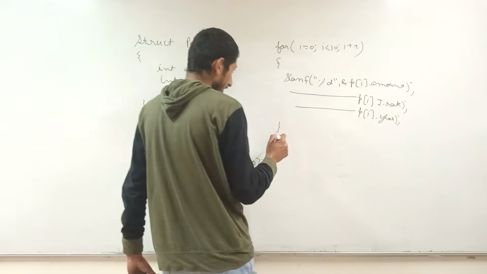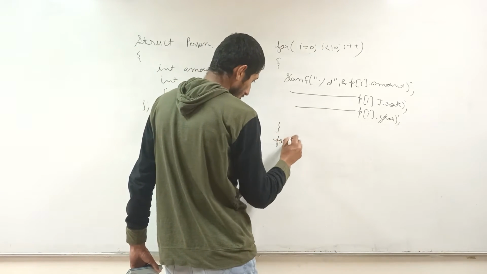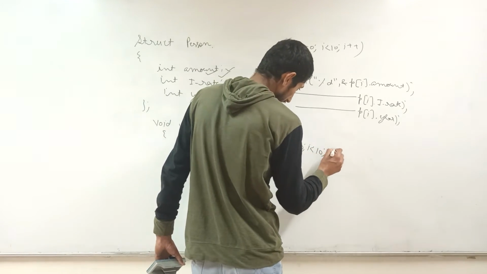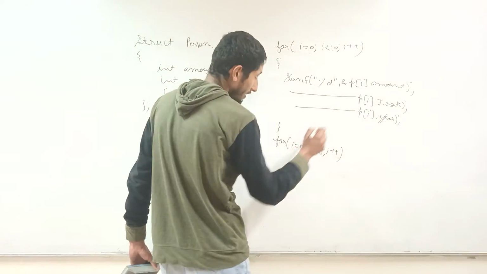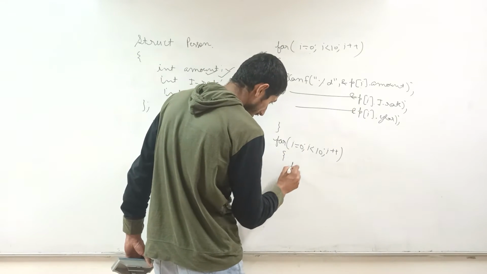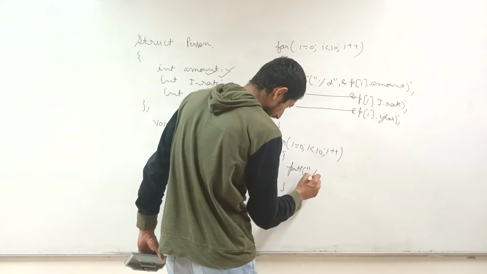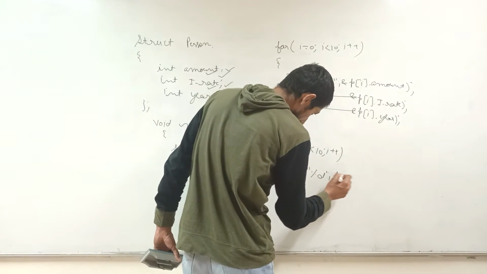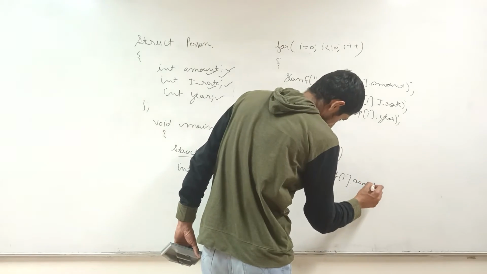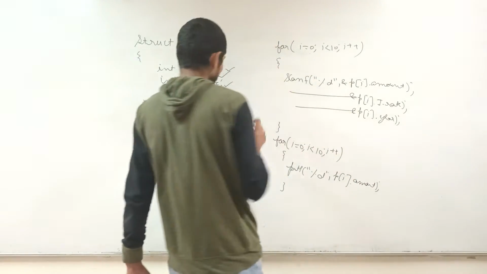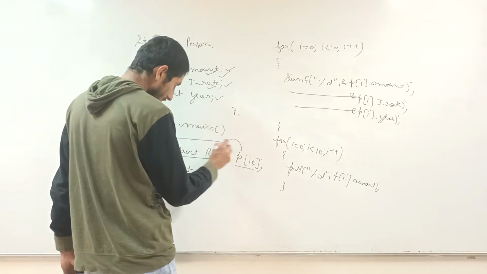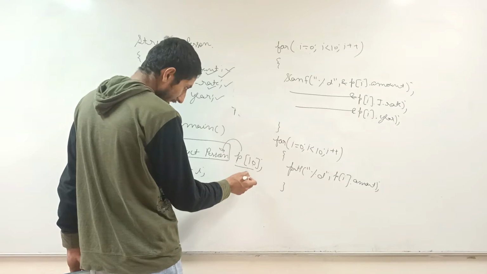So what can I do? I can print, for i equals 0, i less than 10, and then i plus plus. In a similar manner, what can I do? I can print all these statements. printf percent d p of i dot amount, like this.